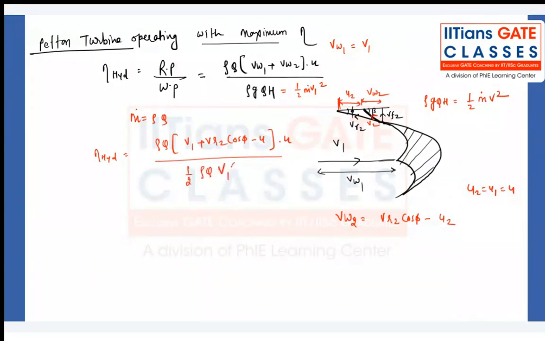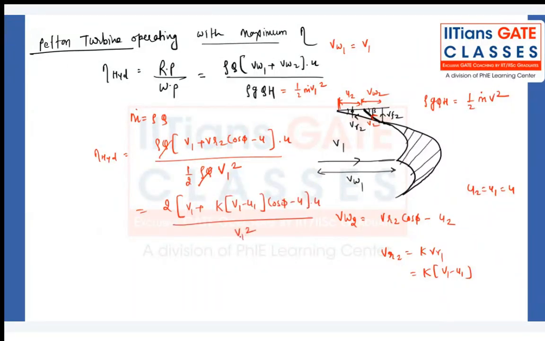Divided by half of rho q into v1 square. So this will cancel out, and we can write 2 times (v1 plus ...). Now what is vr2? vr2 can be written as k times vr1, k times (v1 minus u1), where k is nothing but the friction coefficient, into cos phi minus u, into u, divided by v1 square. Now you have converted everything in terms of phi, where phi is the blade angle at the outlet.